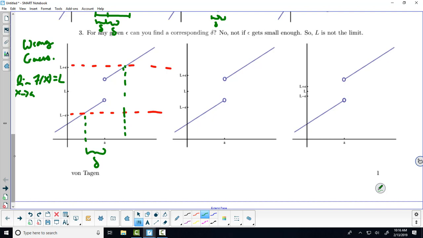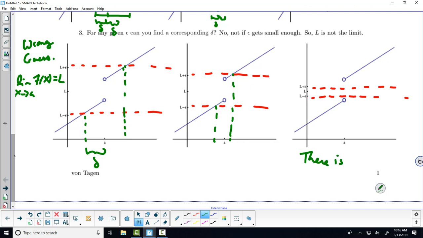Okay. And even again, somebody else gives us another tolerance, we can still construct that delta strip. But if we go further and further, eventually we will not be able to construct a delta strip. Here there is no delta for this epsilon.